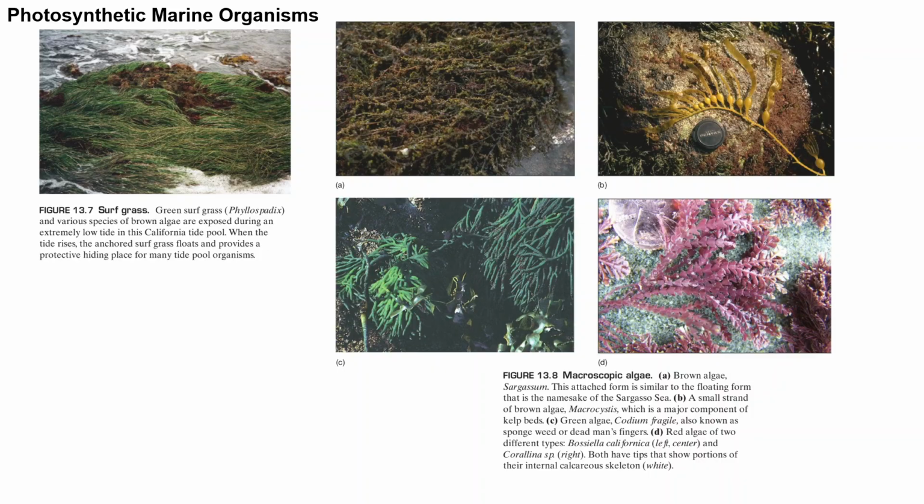So what are the photosynthetic marine organisms commonly found in the oceans? If you look at the shallow regions, you will get surf grass. These names, Phyllospadix, probably this question has been asked in the NET exam some time back. Green surf grass is a photosynthetic marine organism. Then macroscopic, big algae, that is brown algae, the sargassum. Then macrocystis. After that, green algae, codium, and then red algae. All these algae are big algae. You don't need a microscope to see them. So this is the macroscopic algae: sea surf grass and macroscopic algae.